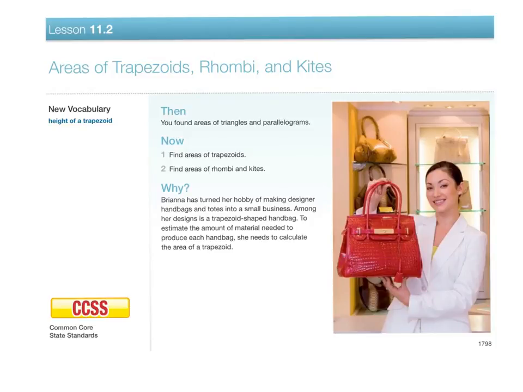So let's move on to area of trapezoids, rhombi and kites. And again, just like you had in the last section, just make sure that you find the perpendicular height.